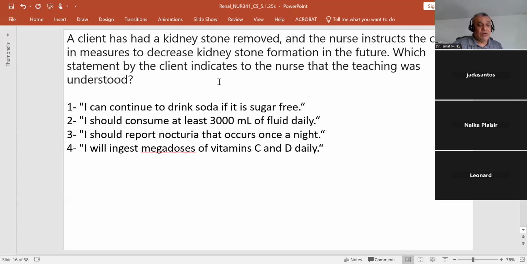A client had a kidney stone removed. A nurse instructs the client to implement measures to decrease kidney stone formation in the future. Prophylactically, what things can be implemented in their lifestyle, things they should be doing on a daily basis to prevent kidney stone formation? Which of the following indicates to the nurse that the teaching was understood, that the teaching was effective?